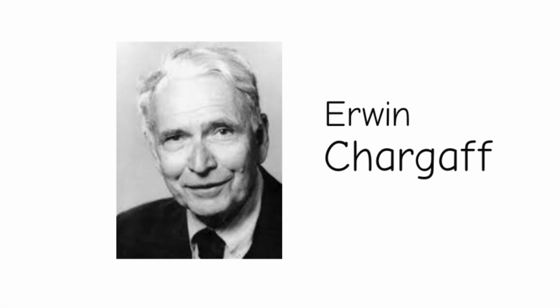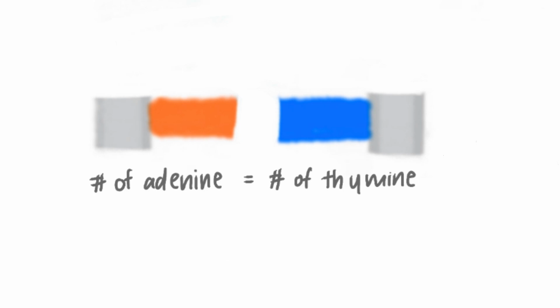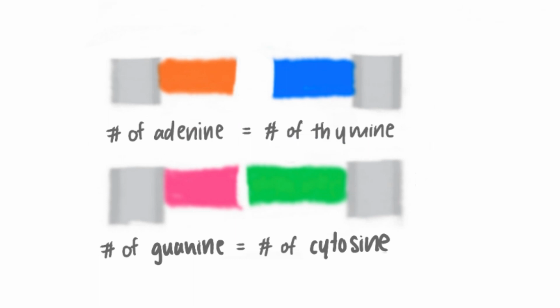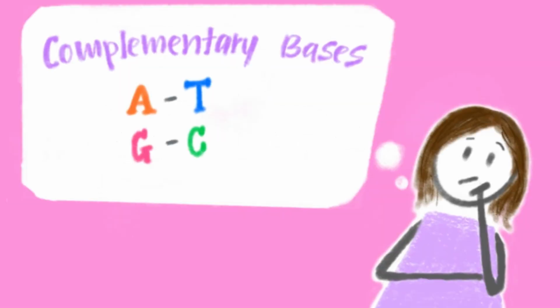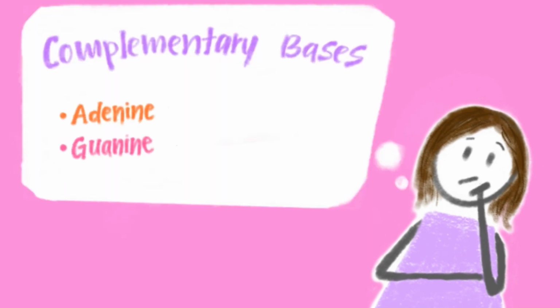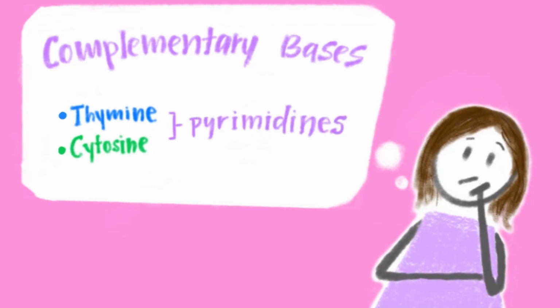Chargaff discovered that in all DNA, there must be the same number of adenine and thymine bases and the same number of guanine and cytosine bases, making A and T complementary bases and G and C complementary bases as well. Why is this the case though? This is actually because adenine and guanine are compounds called purines, while thymine and cytosine are compounds called pyrimidines.